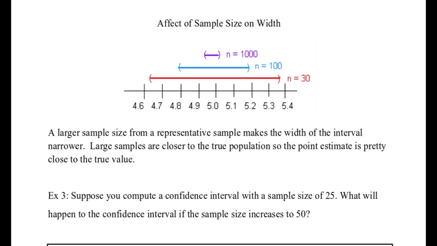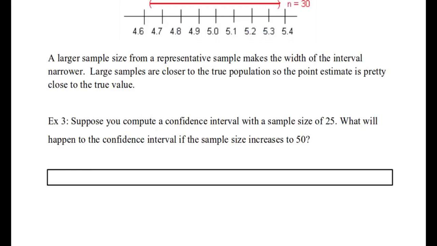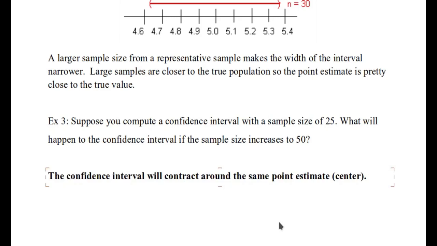so their point estimate is already pretty close to the true value. So suppose that you compute a confidence interval with a sample size of 25. What will happen to that confidence interval if the sample size increases to 50? So here we're starting with a smaller sample size and we're increasing it to a larger one. And as we do that, the standard deviation of the sample means gets smaller, and so we can expect that that confidence interval will contract around the point estimate, the center of that interval.